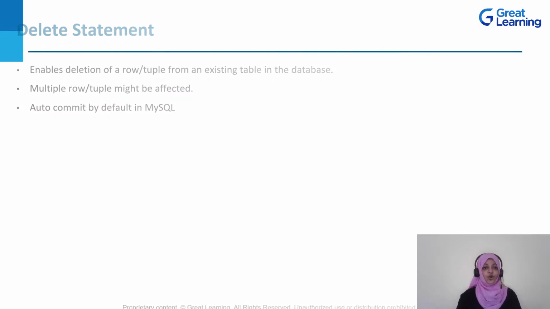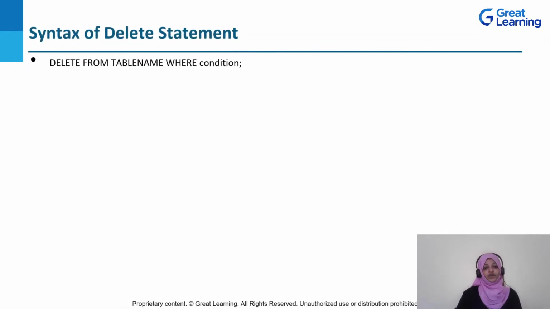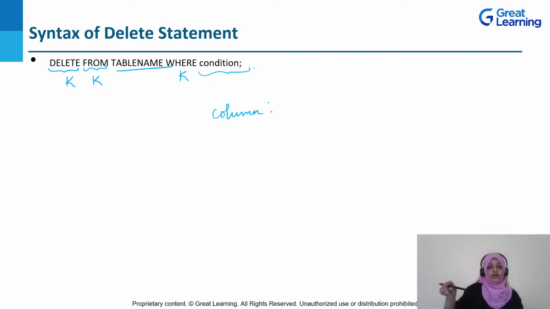So let's just go quickly onto the syntax and then we'll move on to the demonstration. So here the syntax is very simple. Delete from table name. Now this delete is a keyword, the from is a keyword, and table name is whatever your table is. Where is a keyword, and then comes the condition where you need to exactly match which records have to be deleted. Now the first reason why this is very dangerous is because there are no column names here.